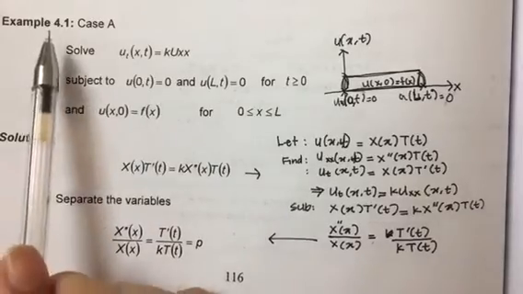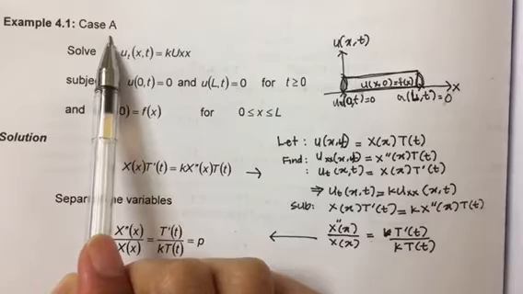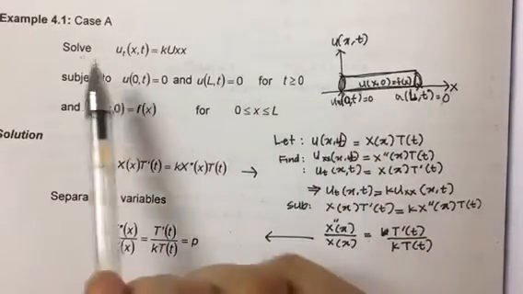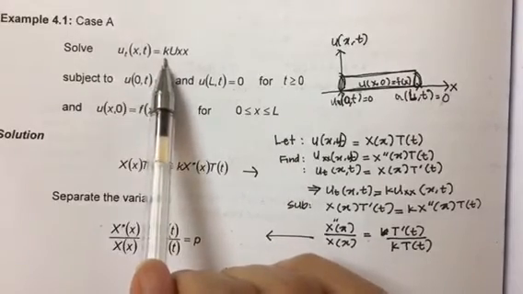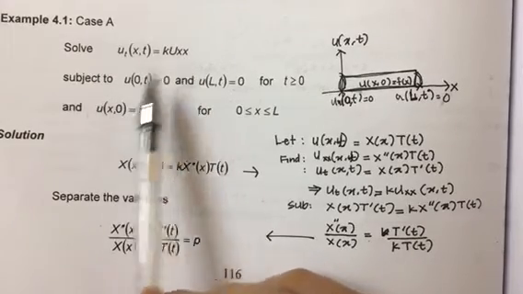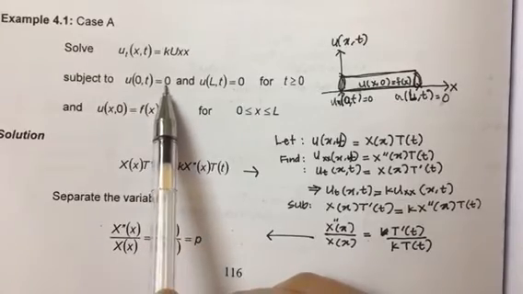Okay, example 4.1, case A. Case A, for both ends, the temperature is fixed at 0. Okay, so solve u_t equal to k u_xx. This is a heat equation subject to u(0,t) equal to 0.